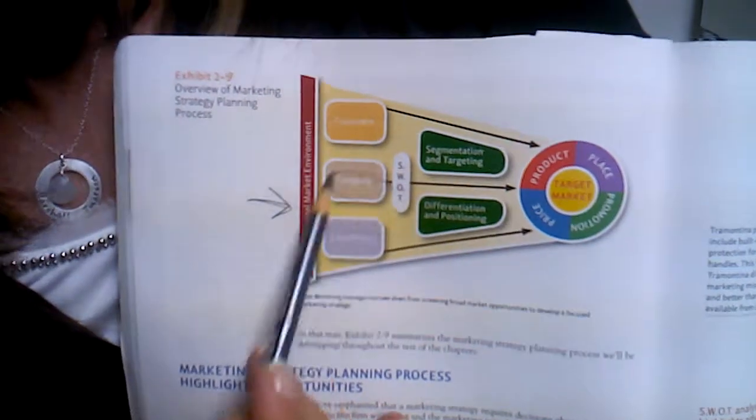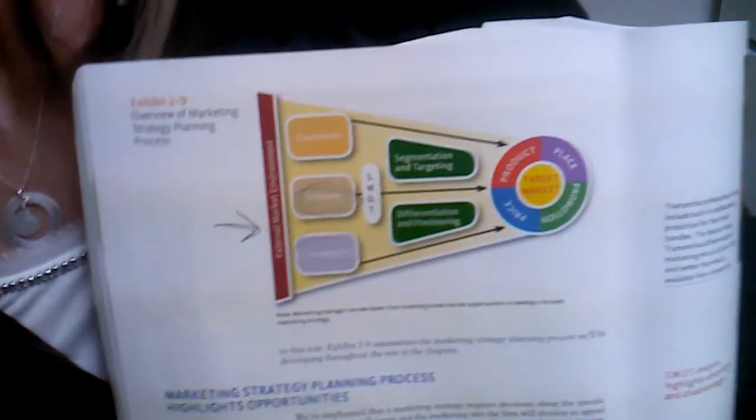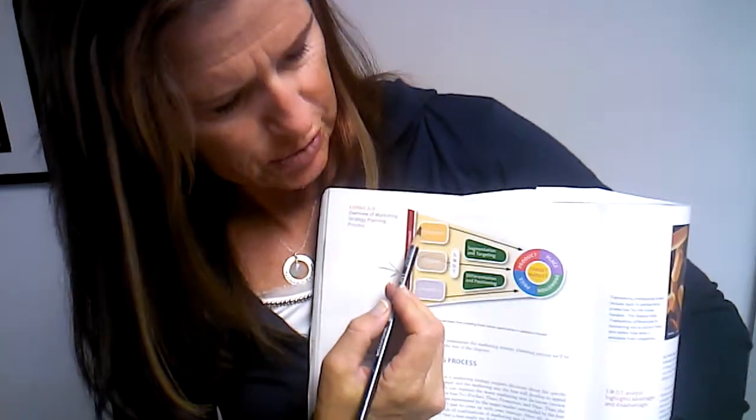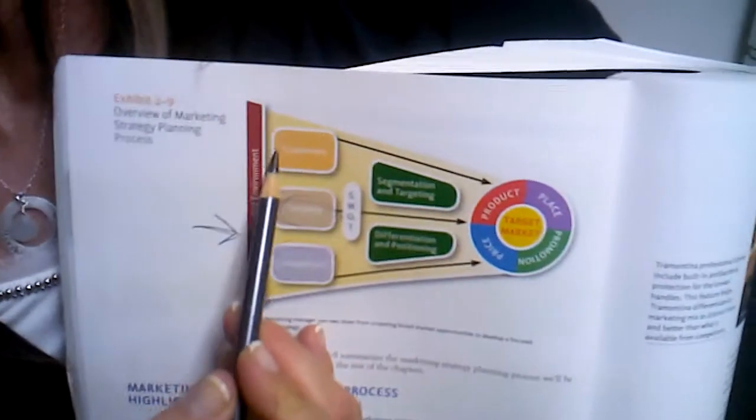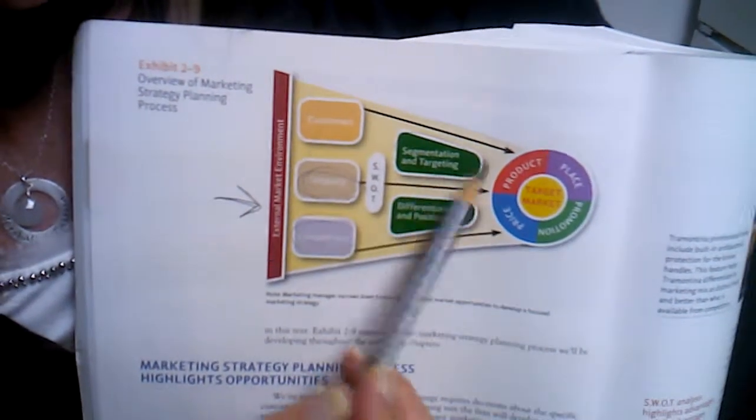Then you have your company itself, and then you have your competitors. So let's follow this from broad to narrow. Let's start with customers. To determine who your target market is with customers, you're going to have to come here and figure out segmentation and targeting.